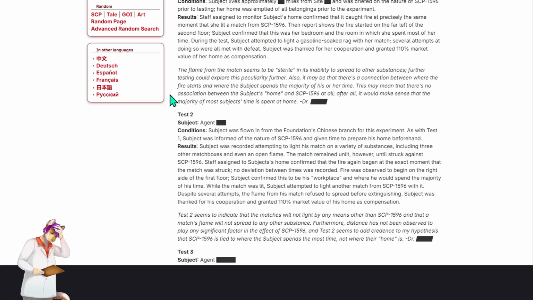Also, it may be that there is a connection between where the fire starts and where the subject spends the majority of his or her time. This may mean that there is no association between the subject's home and SCP-1596 at all. After all, it would make sense that the majority of most subjects' time is spent at home.